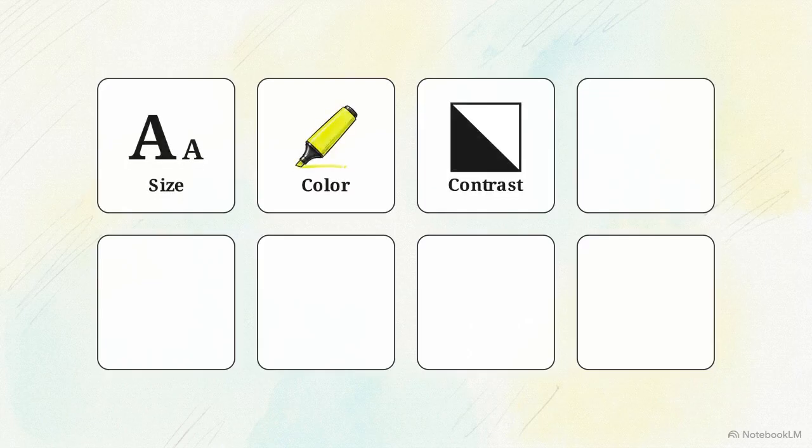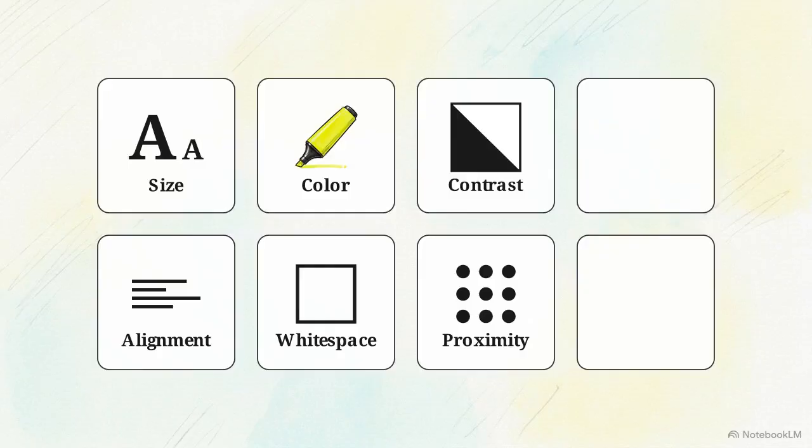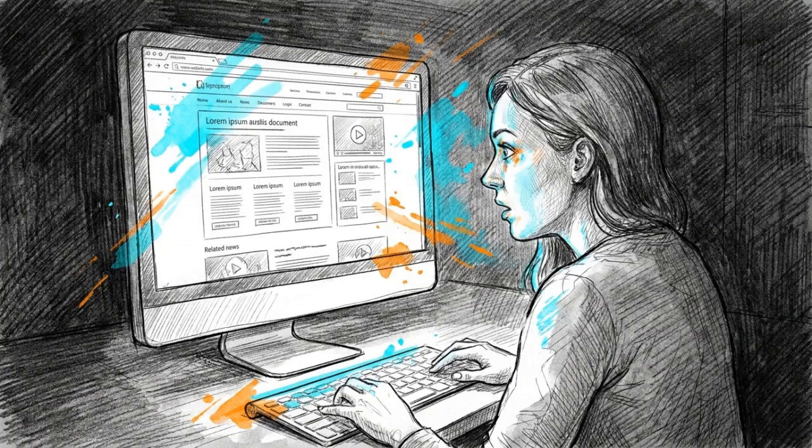Here's your summary guide. Size, color, and contrast grab attention. Alignment, white space, and proximity organize the space. Repetition and texture unify the design. Use these 8 specific tools anytime you need to control where your audience looks.